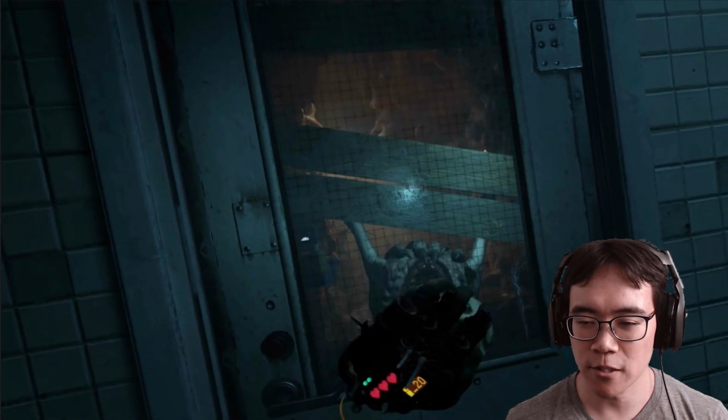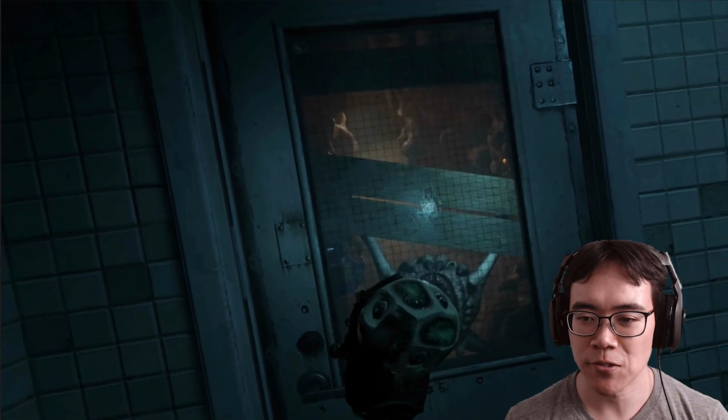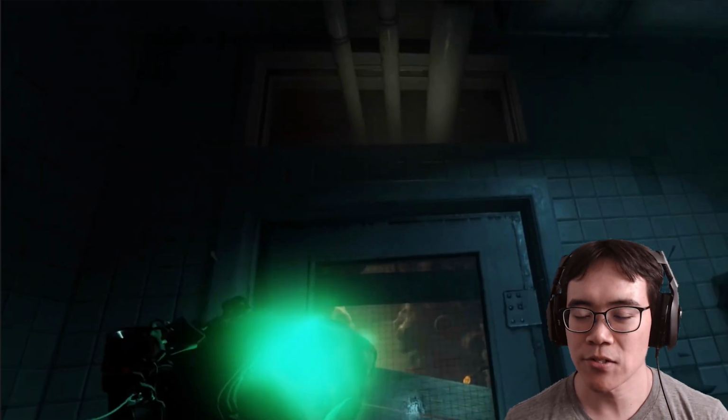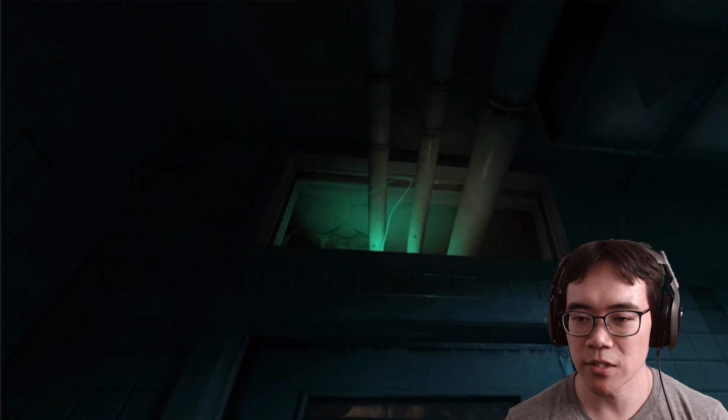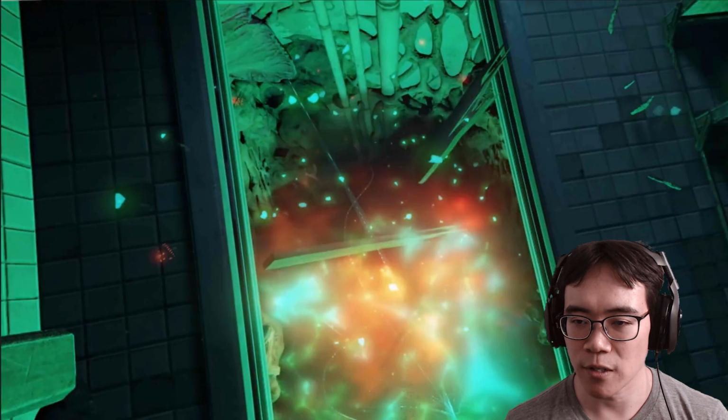And so this is a nice little moment, again, just showing some light puzzle solving, where there's this gap up above. I can totally just lop this grenade over there and blow up this door.